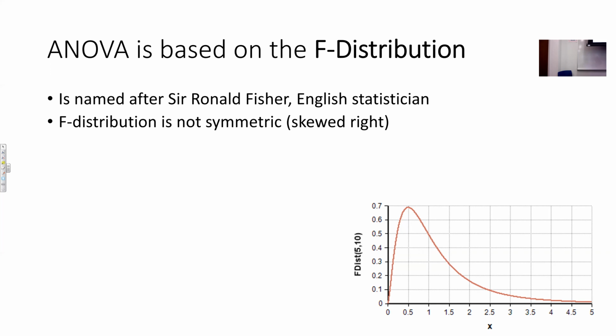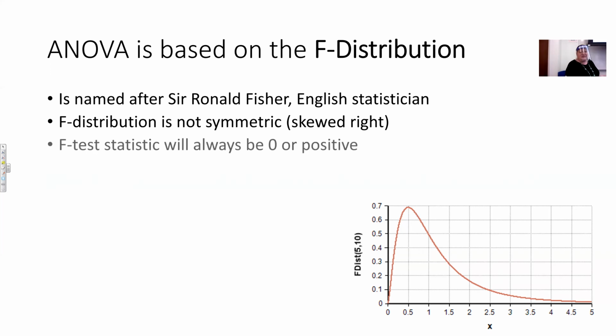Okay? The consequence of that, remember, is that because it is skewed to the right, your test statistic that you calculate for F and ultimately for the ANOVA will always be 0 or positive. It'll never be negative. Okay, because the distribution is skewed to the right, your test statistic will always be 0 or positive. It will never, ever be negative.